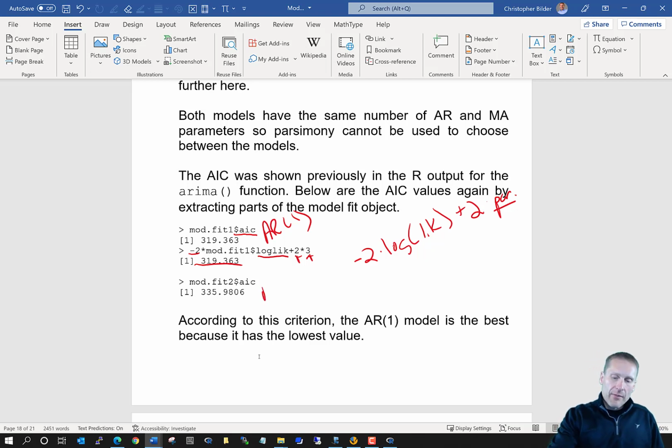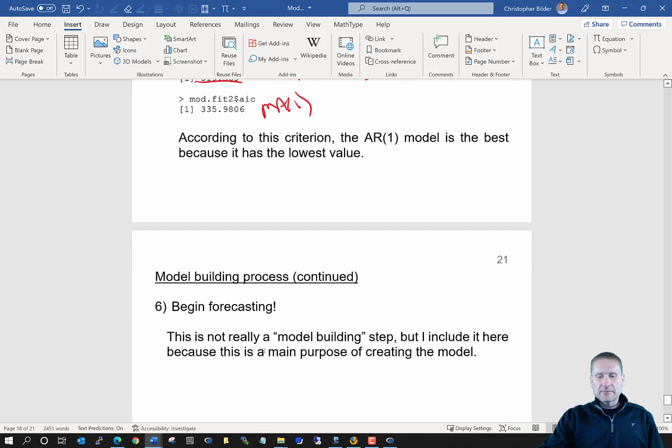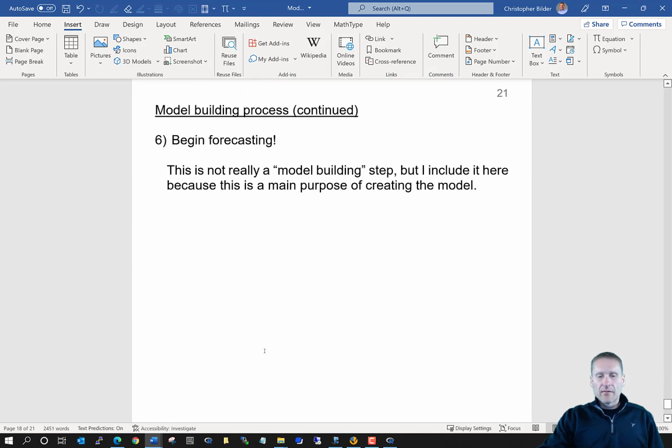Now for the MA1 model, that AIC is 335. So using this criterion alone, definitely the AR1 model is better than the moving average model because the AIC is smaller. Okay, so that was step 5.